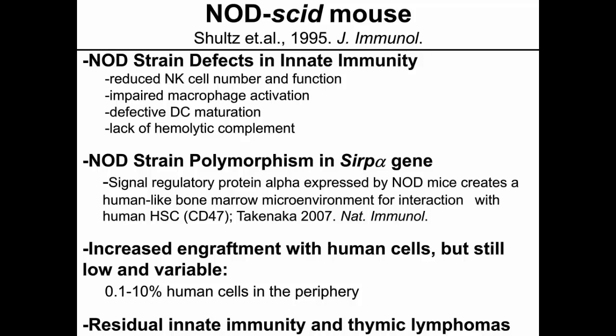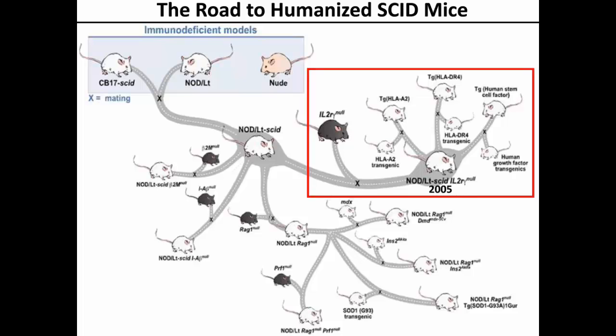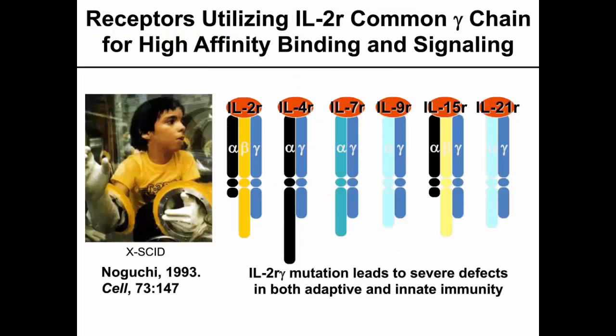So the next step on the roadmap to create humanized mice was to take the NOD-SCID animal and target the IL-2 receptor gamma chain. So why the gamma chain? The gamma chain is actually a component of high affinity cytokine binding and signaling for a number of cytokines which are critical in hematopoiesis, and these are listed below, including IL-2, 4, 7, 9, 15, and 21. And when you knock out the gamma chain, you eliminate high affinity cytokine signaling for all of these cytokines.